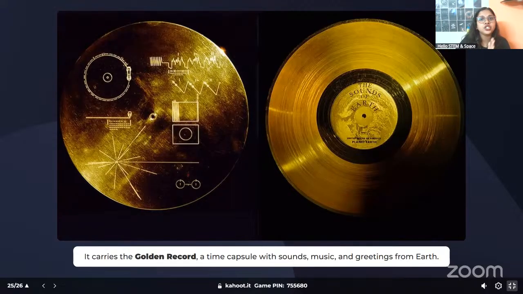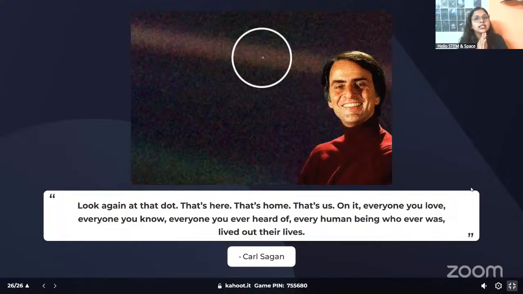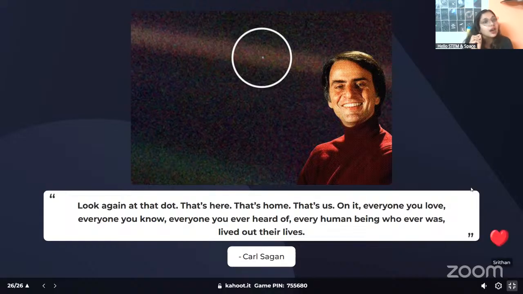This picture is also very important, because it is associated with a quote by Carl Sagan, an astronomer and communicator. He said, look again at that dot. That's here. That's our home. That's us. We know our planet is huge for us, but when you look at it from space, it is a very pale blue dot, a very tiny dot. When you consider our universe, our Earth is a very small part of it.